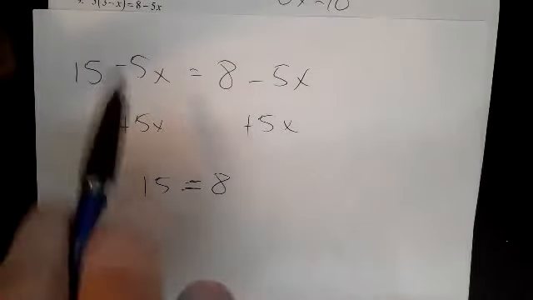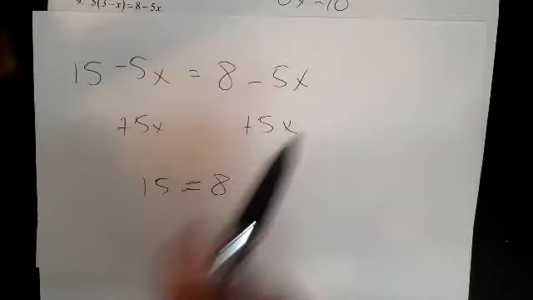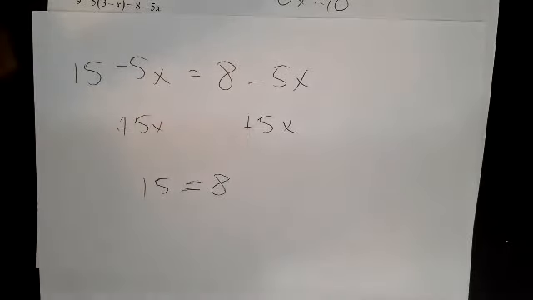Is there any number that if we take 15 and subtract 5 times that number, will it be the same as 8 minus 5 times that number? And so this is always false.